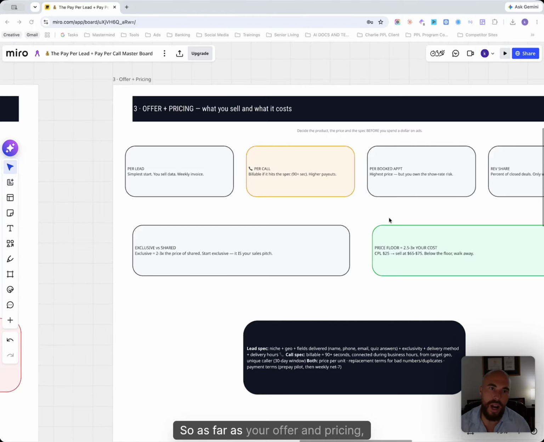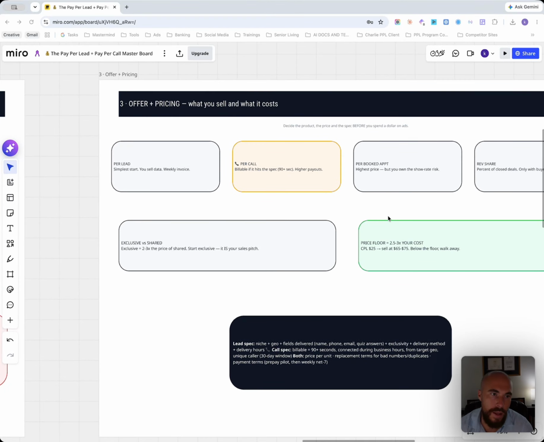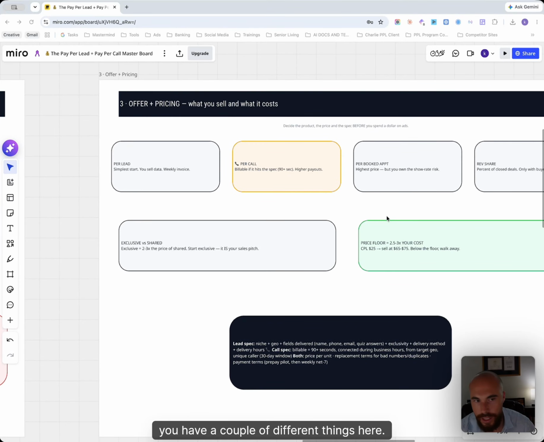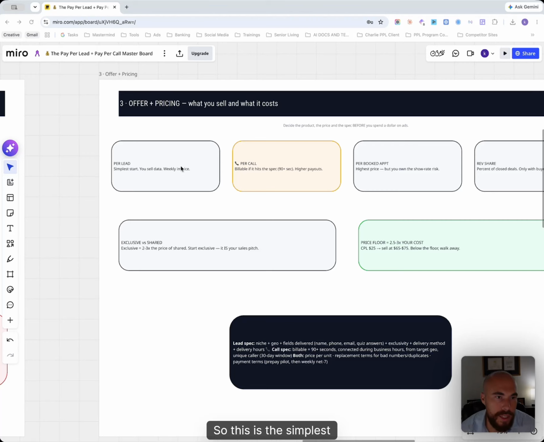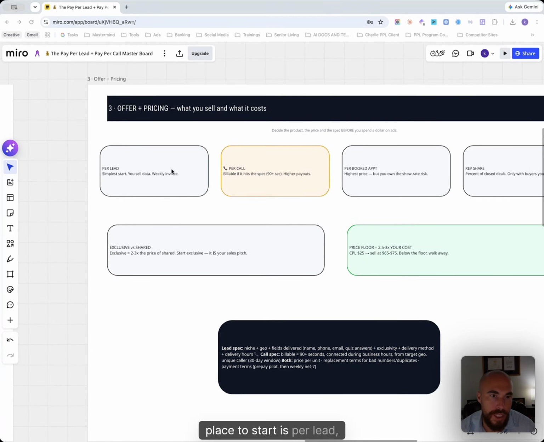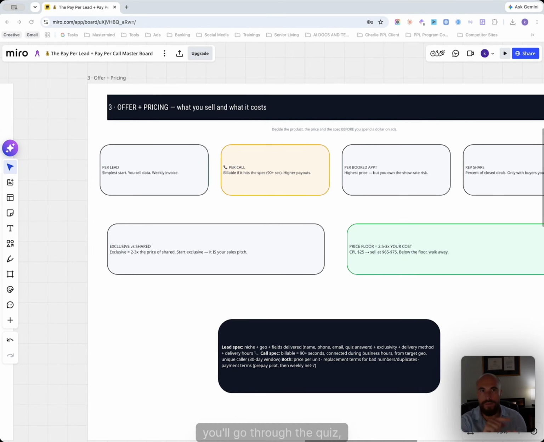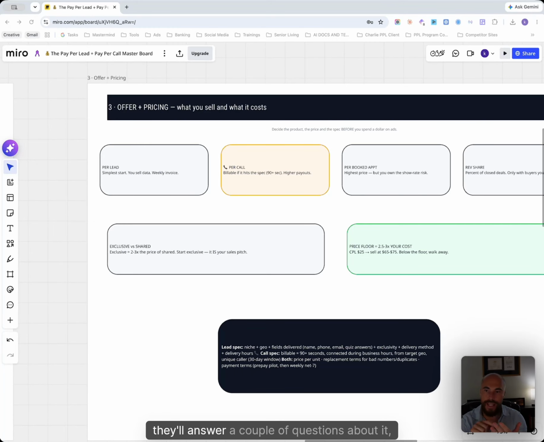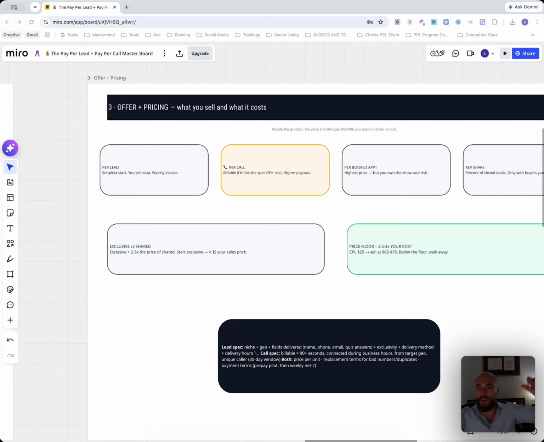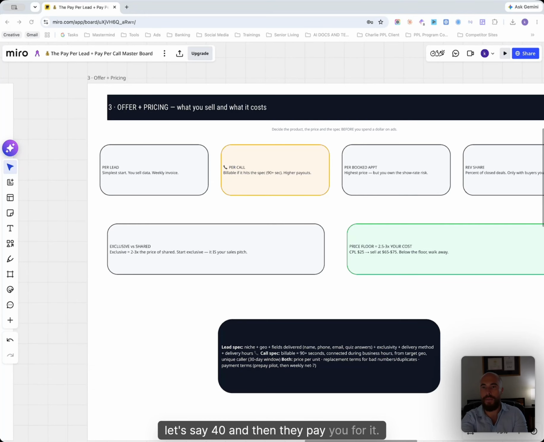As far as your offer and pricing, you have a couple of different things here. The simplest place to start is per lead, right? You will essentially have your quiz funnel, and you'll go through the quiz. They'll answer a couple of questions, and then you send an invoice up front for, let's say, 40, and then they pay you for it.